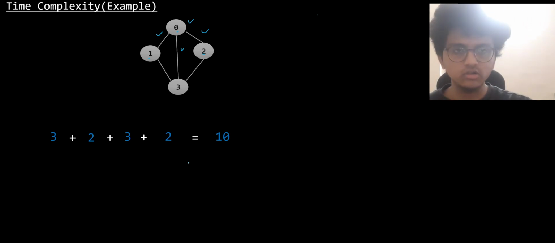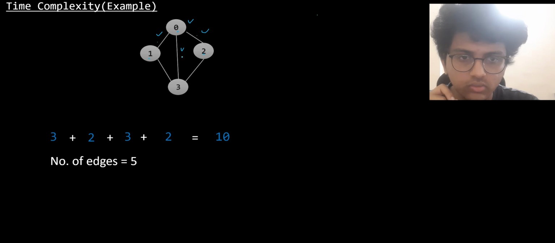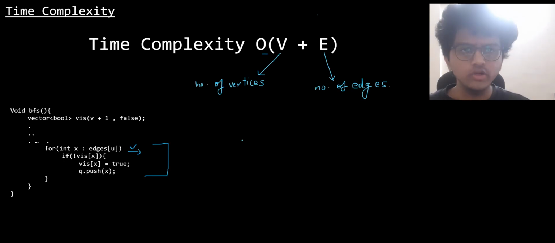As we talked about earlier, the sum of the lengths of all the adjacency lists in an undirected graph is equal to twice the number of edges. As you can see, there are 5 edges: 1, 2, 3, 4, 5. So twice the number of edges is equal to the sum of the lengths of all the adjacency lists. We know that the time complexity of BFS is big O of V plus E.